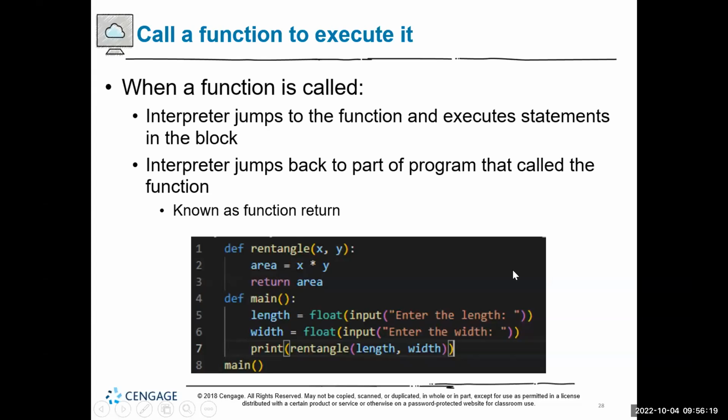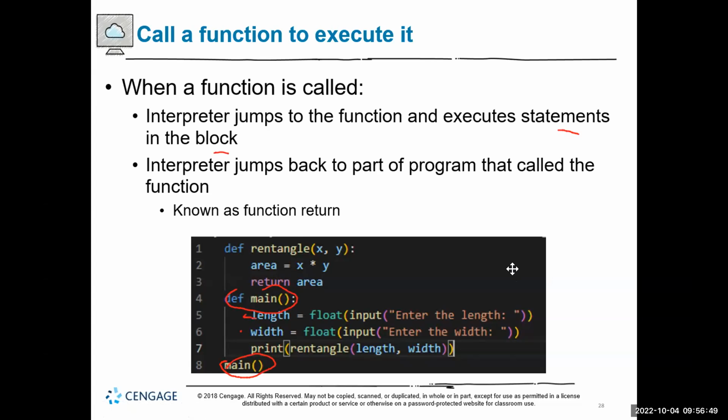Okay, so when the function is called, the interpreter jumps to the function and executes the statements in the block, right? So we can trace through this program again, how it works and how it executes when you call the function. In every program, it always starts from the main function. When you call the main function, it executes the statements in the block of the main function.